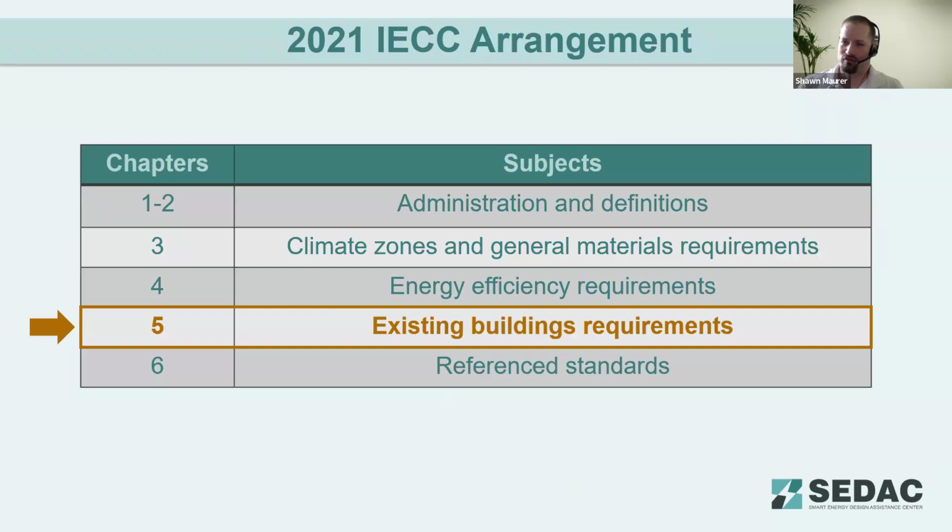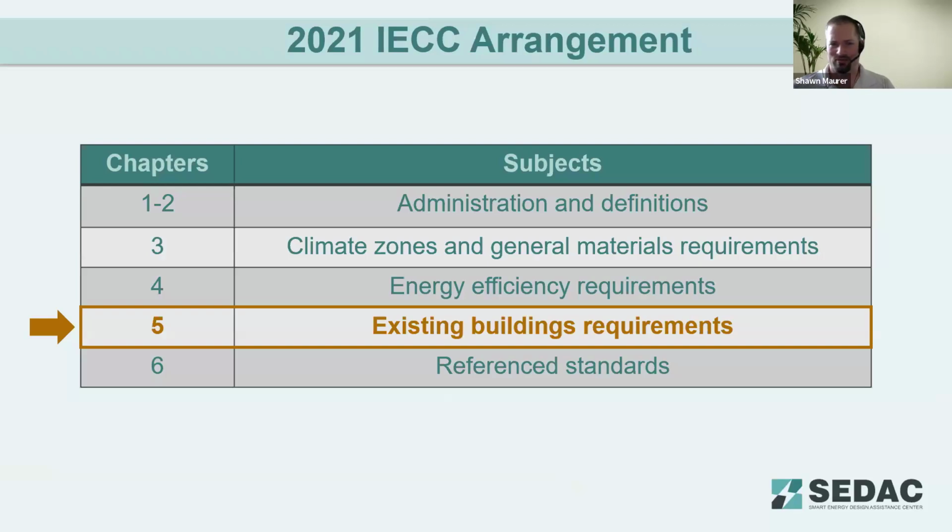So just a brief overview here of the arrangement of the 2021 IECC. Chapters 1 and 2 go through administration and definitions that are important for code compliance and understanding. Chapter 3 goes over climate zones. Chapter 4 is new construction energy efficiency requirements. Chapter 5, which we're going to be focusing on today, are the existing building requirements.